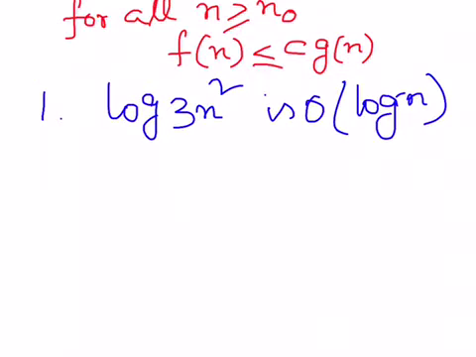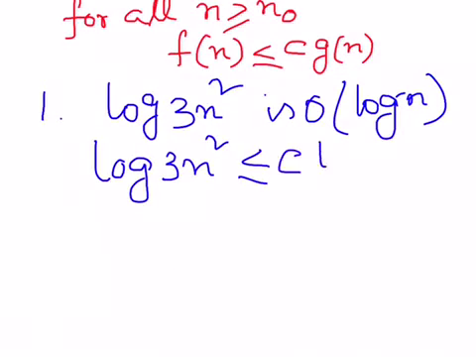So what is the statement that we are trying to show here? We are trying to show that log of 3n square is less than or equal to c times log of n. If indeed it is true, then the claim that log of 3n square is order of log n is true. Otherwise, there will be a contradiction and we will infer that the claim is not true. So how do we go about this? If you remember the rules of logarithm, log of AB is log of A plus log of B.